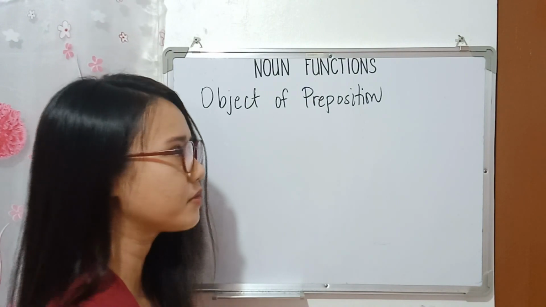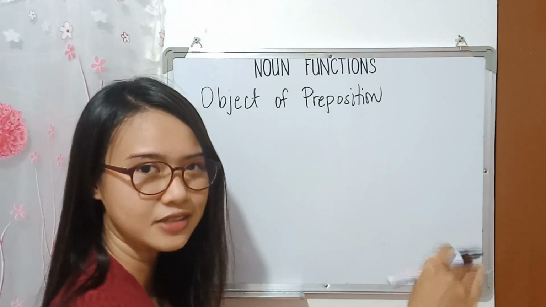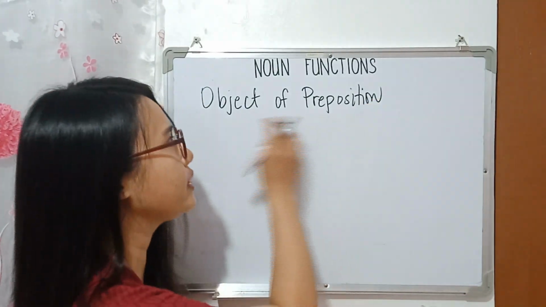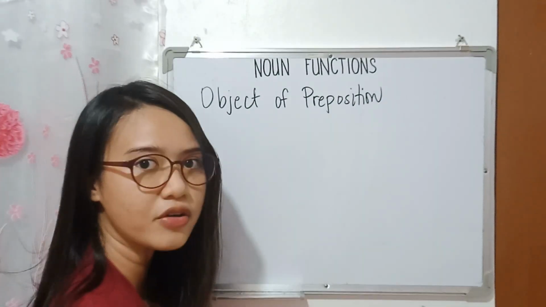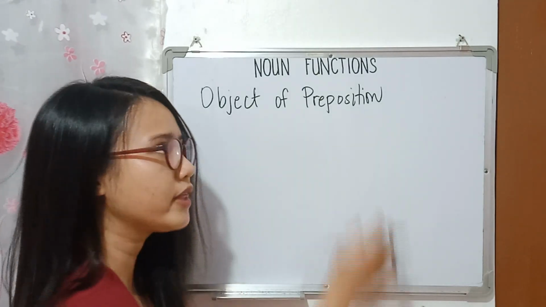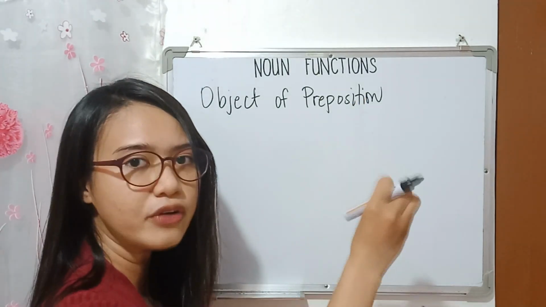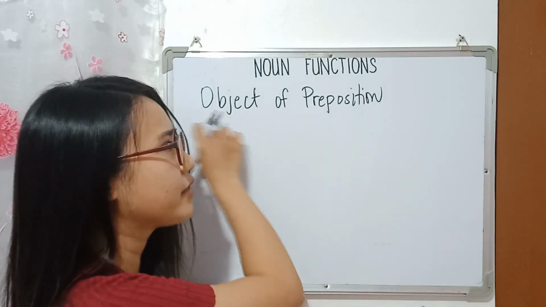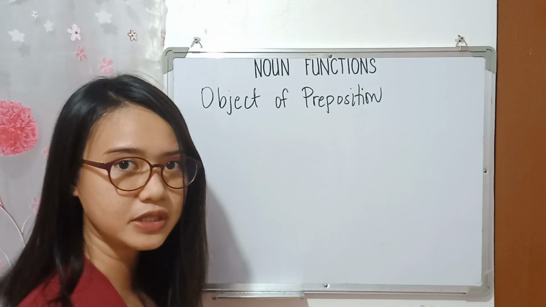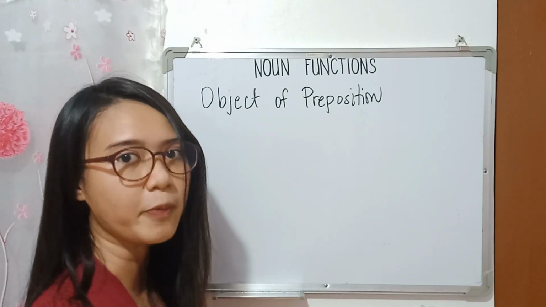So you may search for more examples because there are really lots of prepositions, and you have to be familiar with all these for you to easily identify whether the noun is functioning as an object of the preposition. Because when there is a preposition, the noun after that is already considered an object of the preposition. We call the preposition plus the object of the preposition a prepositional phrase.